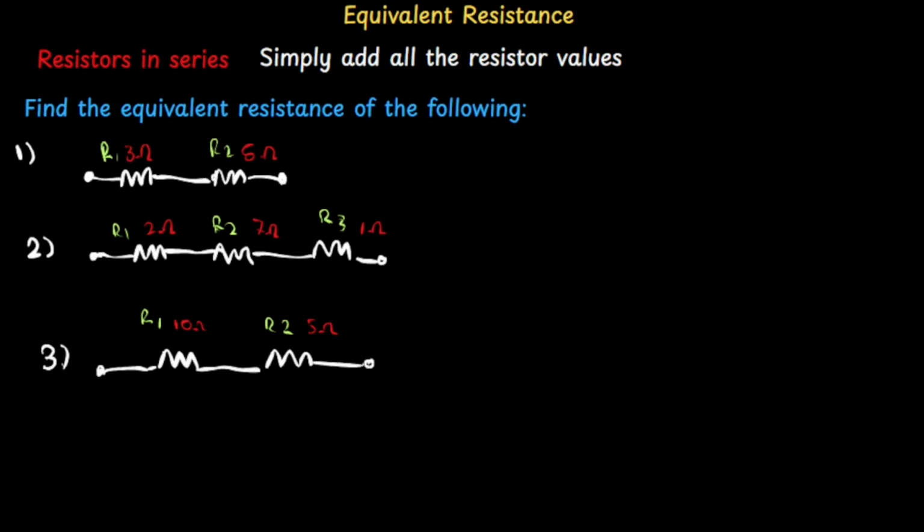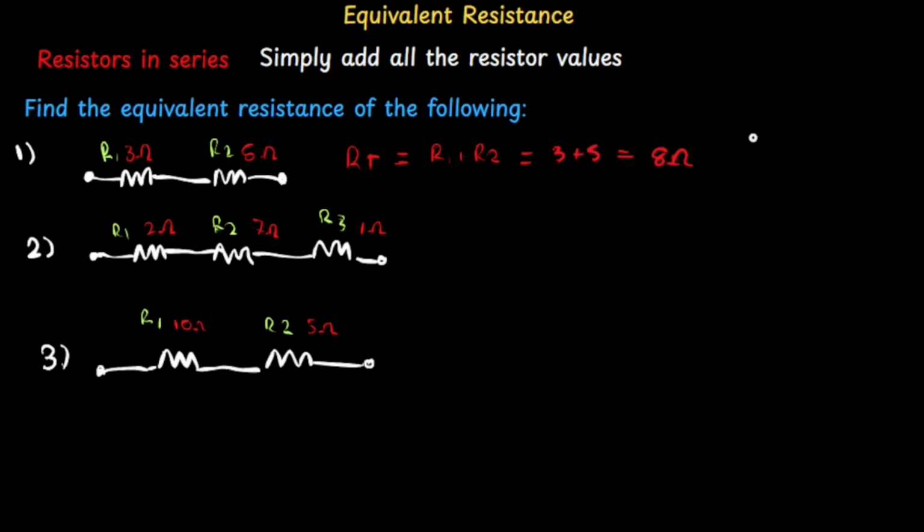In the case of the first example, we can see we have two resistors connected in series. R1 has a resistance value of 3 ohms and R2 has a resistance value of 5 ohms. If I wanted to calculate the equivalent resistance or the total resistance of this connection, I could simply use the formula RT is equal to R1 plus R2, and that would be equal to 3 plus 5, which is equal to 8 ohms.